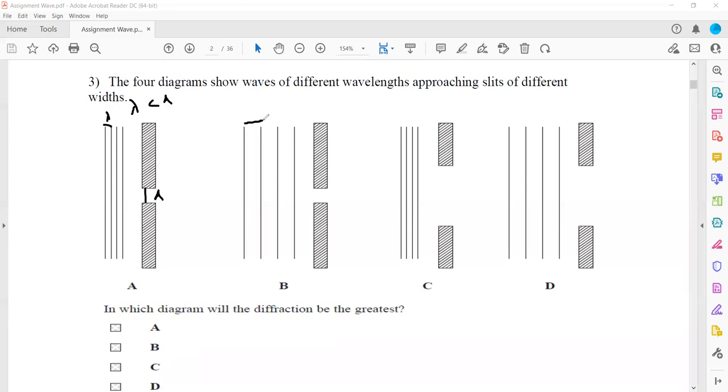When we check this B for question number 3, when we measure this lambda and this gap, it appears that the wavelength is approximately equal to the gap size, so we'll observe a maximum diffraction. Here the wavelength is smaller and the gap is much larger. At this point also the wavelength is smaller and the gap is much larger. So when the wavelength is approximately equal to the gap size, we'll have a maximum diffraction. So B will be the right answer for this.